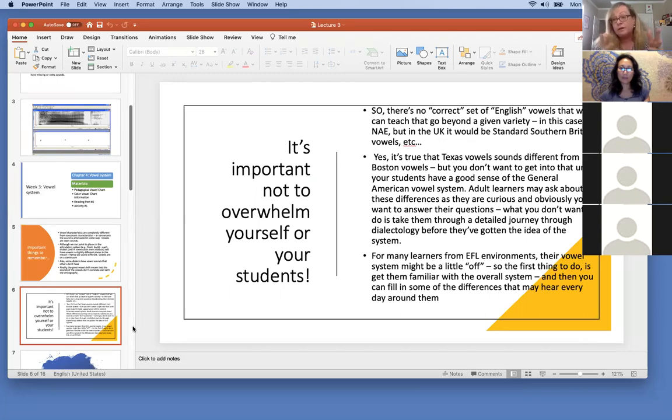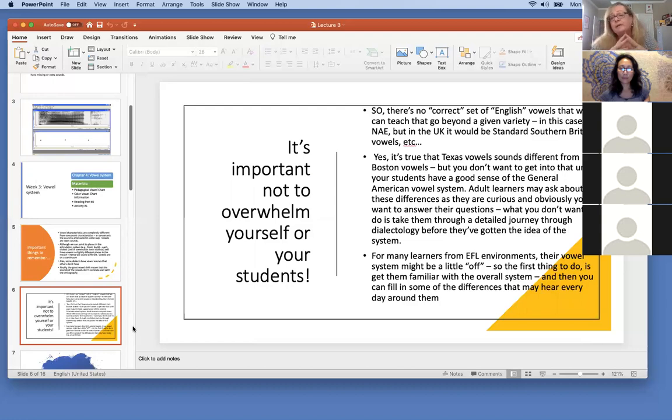Adult learners often ask because they're curious, because they went to New York or they went to Boston, and that's fine. What you don't want to do is start saying, let's do a detailed journey through the dialectology of general American across the states. You want to keep it just with a basic pedagogical vowel chart and then worry about the other stuff once they've got the system down.